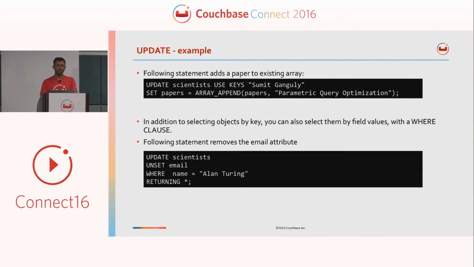Let's look at a quick example. So if you want to update the scientists' documents and add one more paper to Professor Sumit Ganguly, who happens to be my advisor. So you can just use any function, array append, for example. Papers is an array of papers they have published. So you just want to append one more paper to them, right? And then beautifully it just works. And for example, this unsetting, right? The great Alan Turing, okay, probably he doesn't need an email, right? If you want to unset that value, you can just simply unset that.